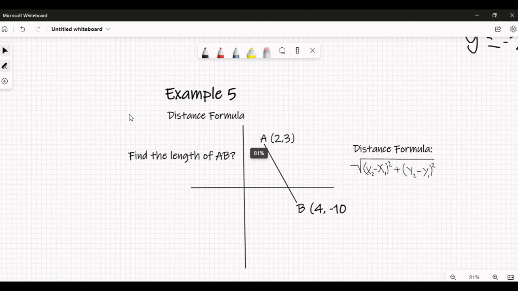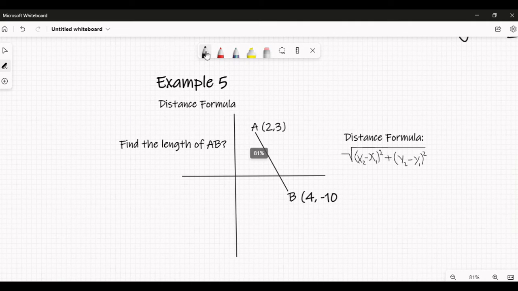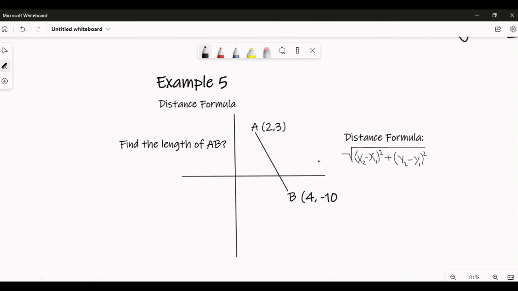Then coming to example number 5. We're going to be using the distance formula. If they give us the coordinates of A and B, can we find the length of AB? Yes, we can using the distance formula: x2 minus x1 squared plus y2 minus y1 squared, and then the square root of the entire thing will give us the distance of this line segment.